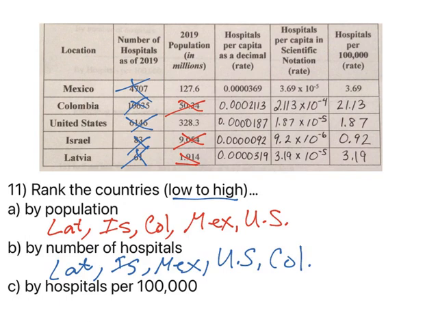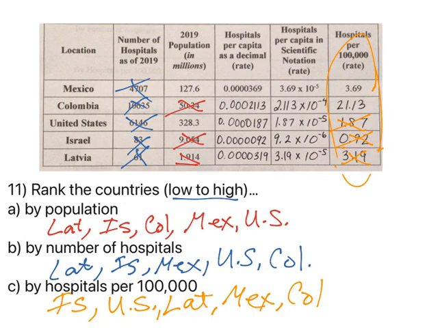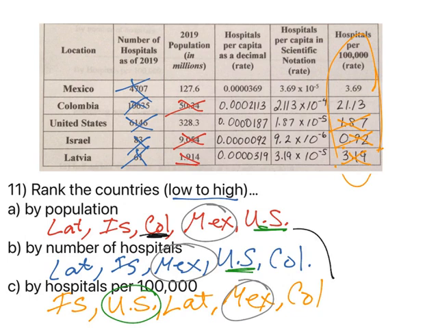The last one says, let's look at the hospitals per 100,000. The lowest is Israel, then Latvia. Nope, I lied. Back me up. Second place would go to the U.S., then Latvia, then Mexico, then Colombia. So the whole point of this is just to check it out. What do you notice about this? Well, the U.S. is pretty high when it comes to population and hospitals, but per 100,000, it's on the low end. Mexico finds itself in the middle, whereas Colombia is in the middle when it comes to population, but the highest in hospitals per 100,000. So you can see how scaling makes a difference when you take the population into account.